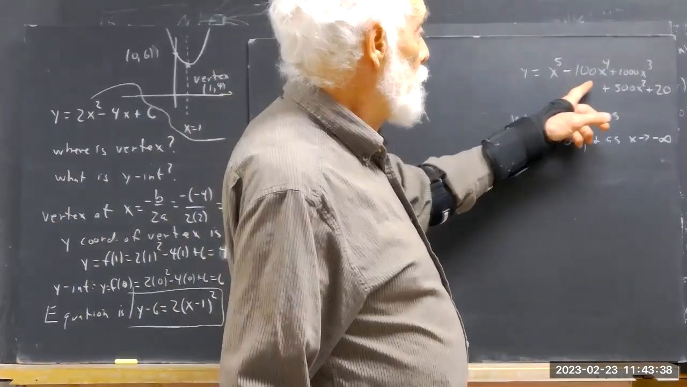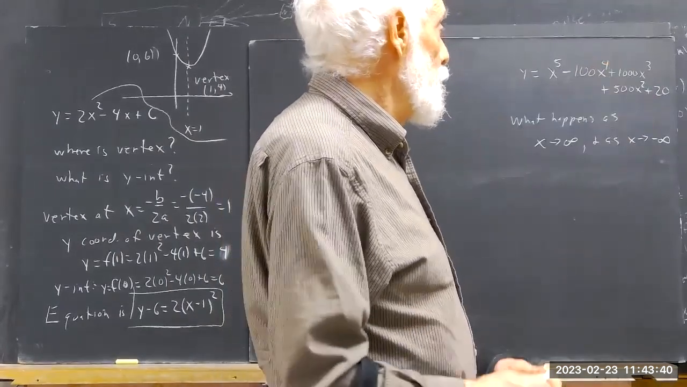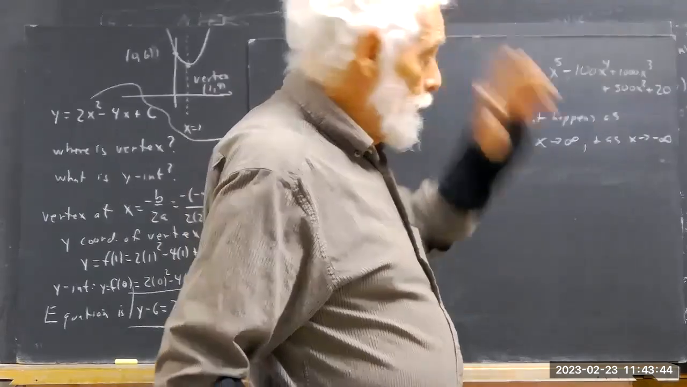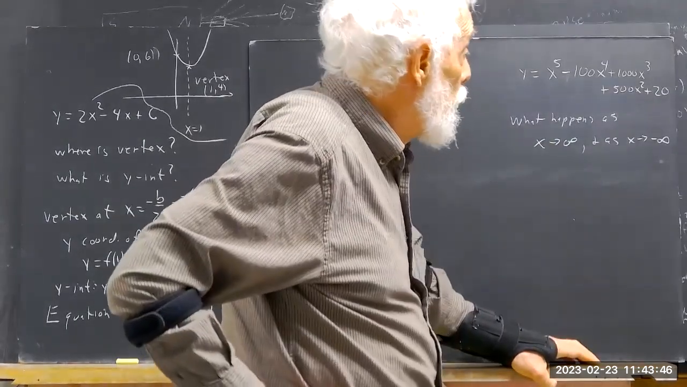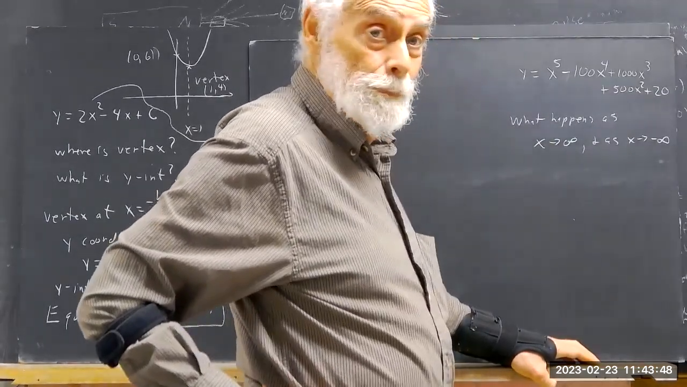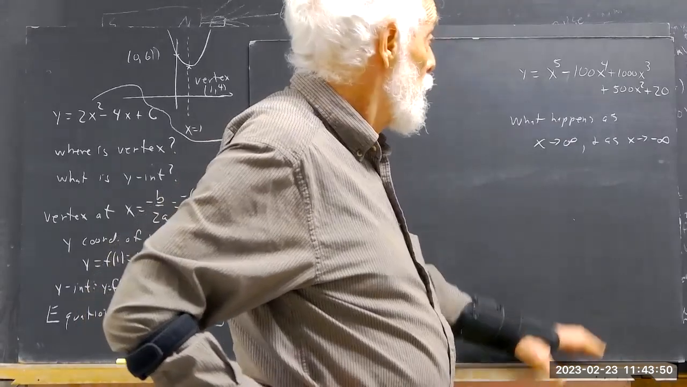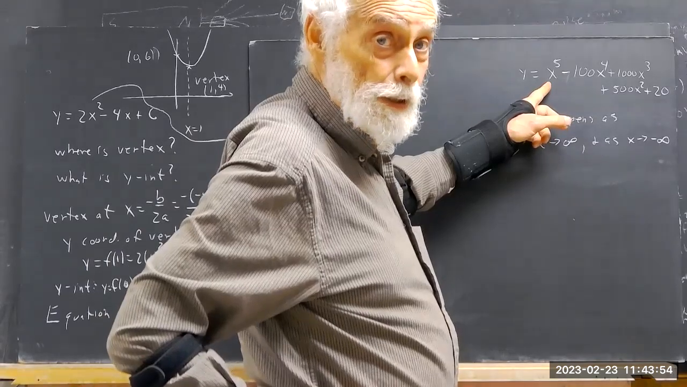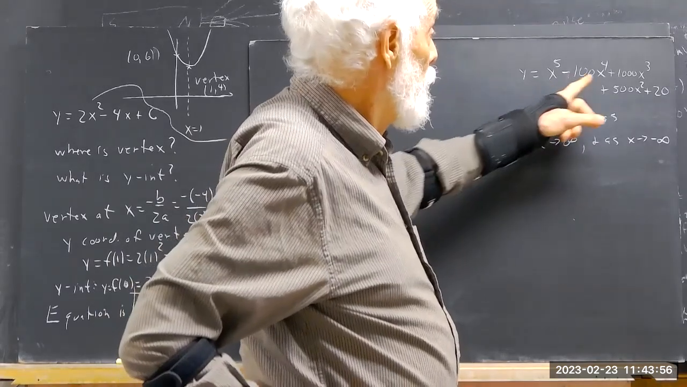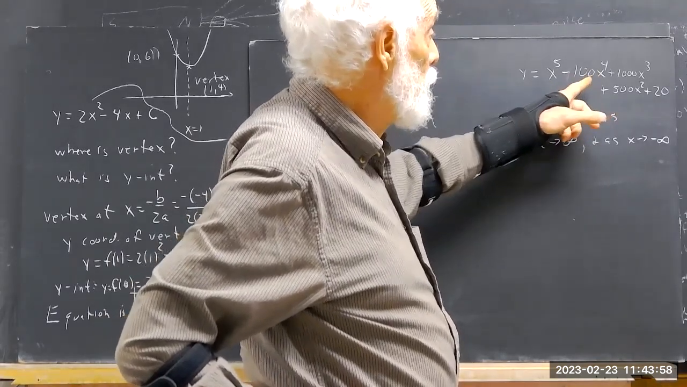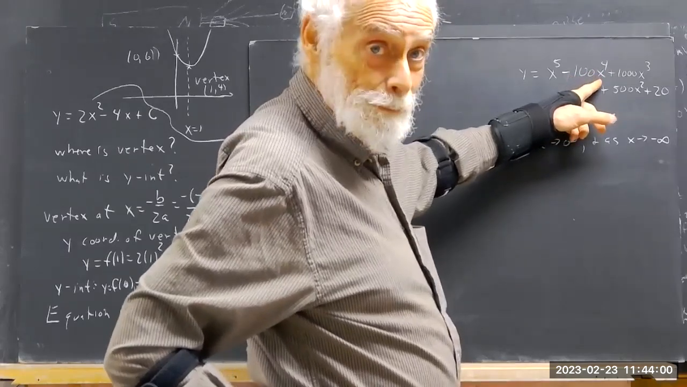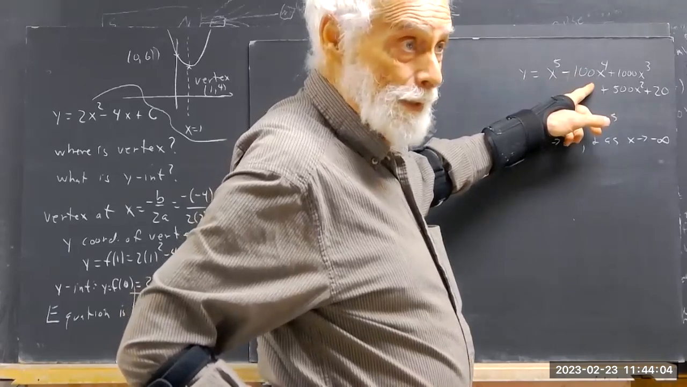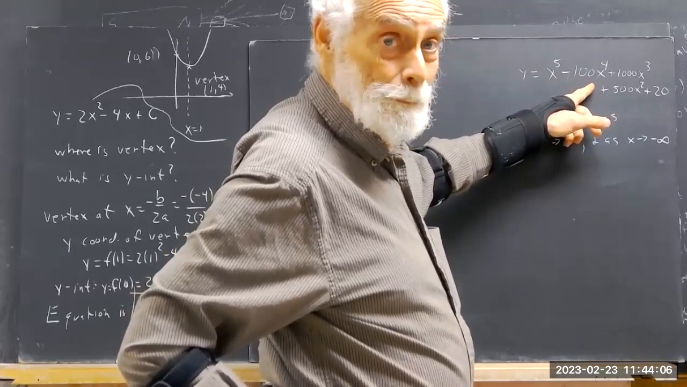x to the fifth minus 100x to the fourth plus 1000x cubed. Okay. If you plug in 10 for x, x to the fifth is going to be 100,000. x to the fourth is going to be 10,000. 100x to the fourth is going to be 1,000,000. You're going to have 100,000 minus 1,000,000. That's going to make it negative, right?